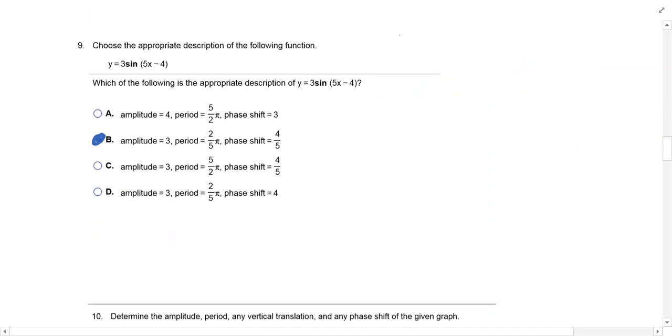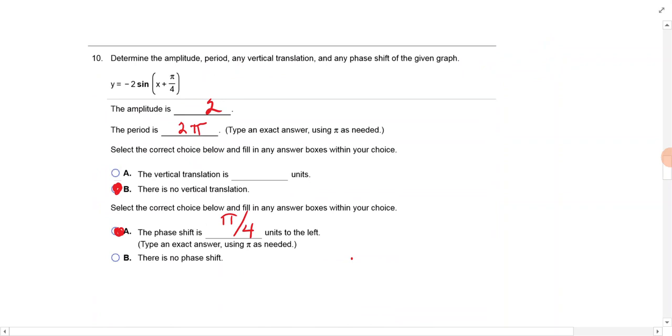Let's look at 9. 3 sine of 5x minus 4. So that would be 3 sine of 5x minus 4/5. So our amplitude is 3. Our period is 2 pi over 5. And our phase shift is 4/5. So we are here. All right, number 10. And figure out all the stuff about this thing. So the amplitude is 2. The period is 2 pi over 1 because the number in front of x is 1.